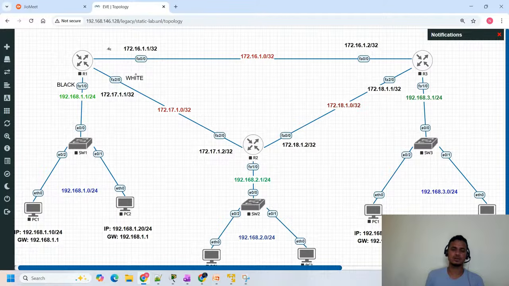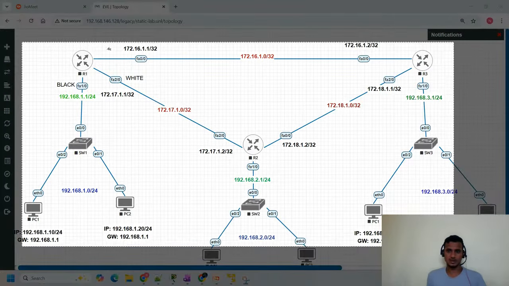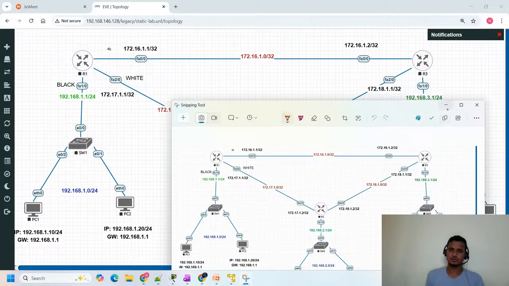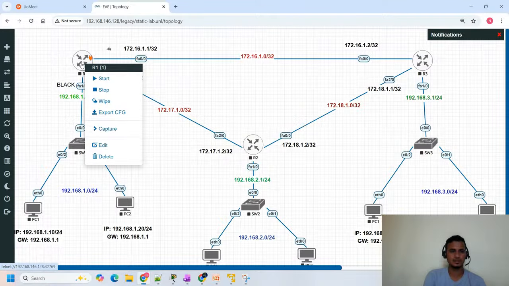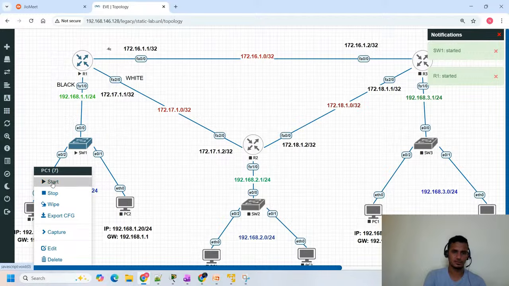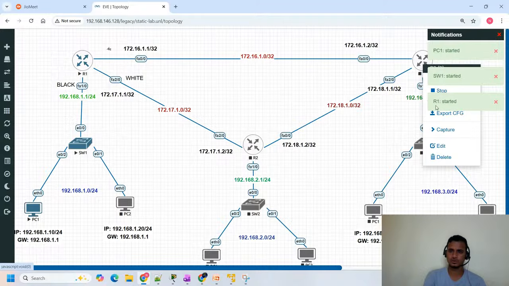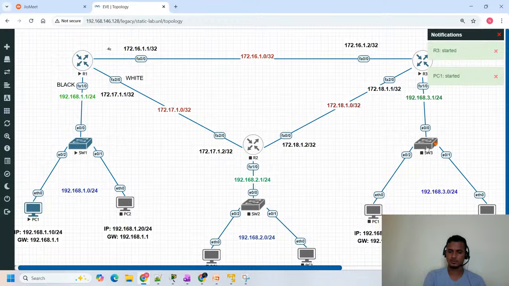So generally, guys, this is our router. In this topology, I'm going to configure the. Before that, let me start the devices. Then we'll perform the lab. Let's start this. Okay, fine. And I'll start this router. I'll do it quickly, guys, because you can practice on your side as well.